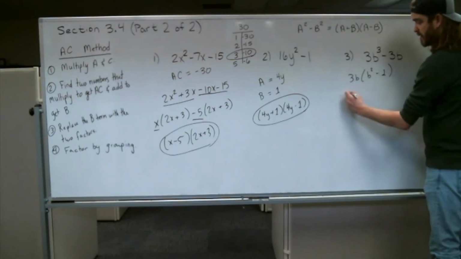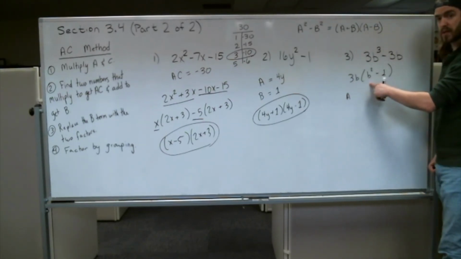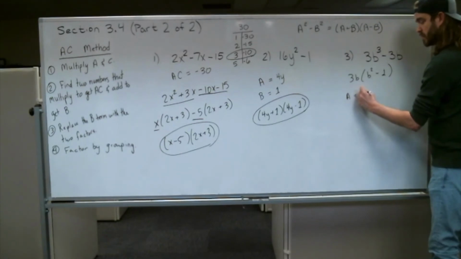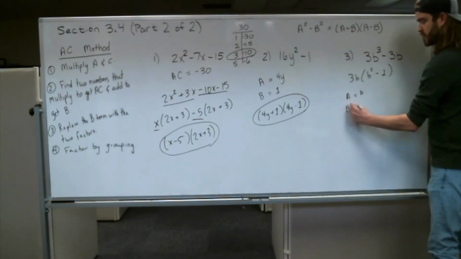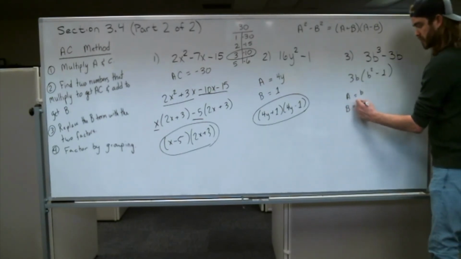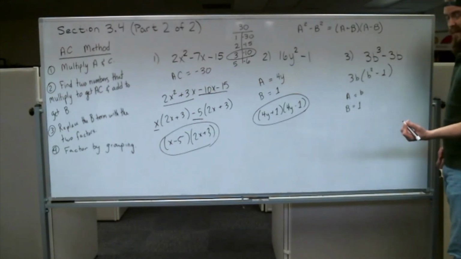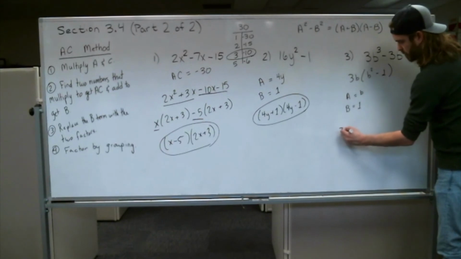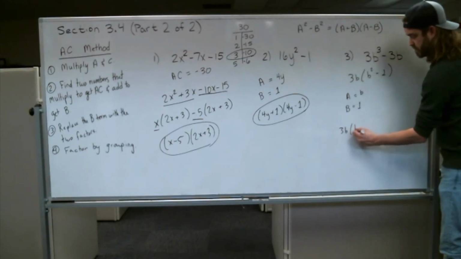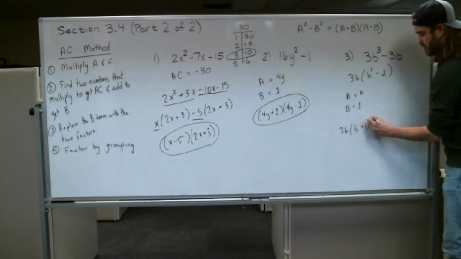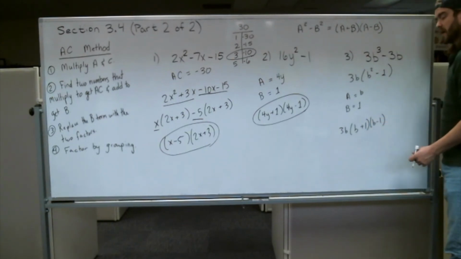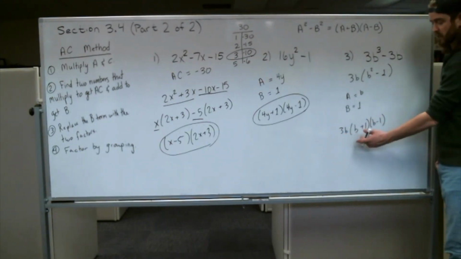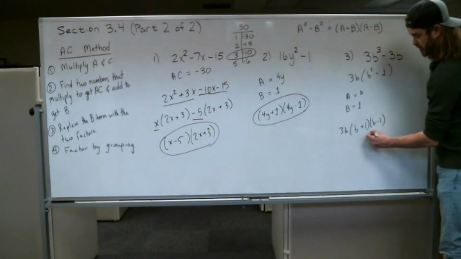Our a value would be the square root of b squared, which is just b, and our b value is the square root of 1, which is just 1. And so now we're going to combine all those, but we can't forget about our 3b in the front. That gives us b plus 1, b minus 1. And so our final answer is 3b times b plus 1 times b minus 1.